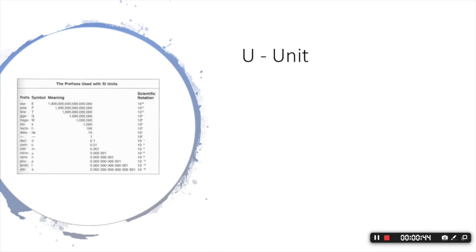U is for unit. A unit in chemistry is what goes after a number and allows a person to know what was measured. In the SI system, there are 7 basic units: the meter, the kilogram, the second, the Kelvin, the ampere, the mole, and the candela.